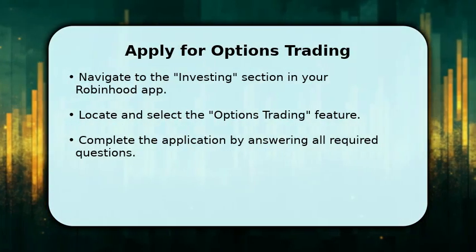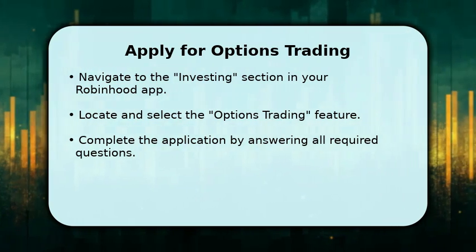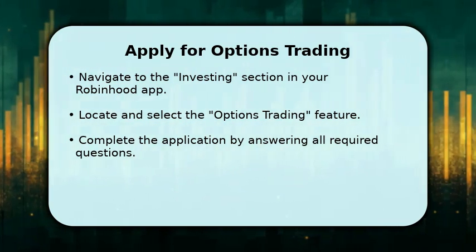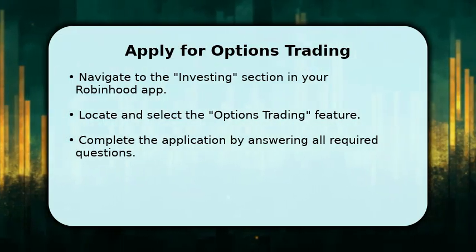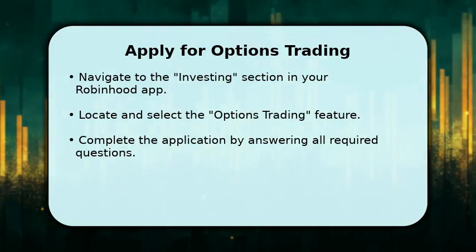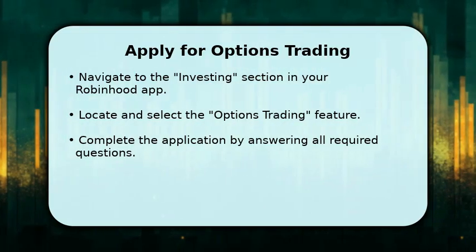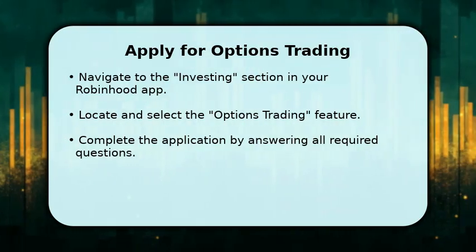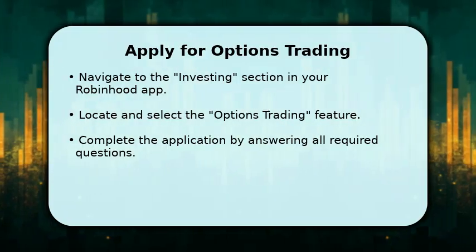To apply, open your Robinhood app and go to the Investing section. Look for the Options Trading feature and tap on it to begin the application. You will be asked a series of questions about your investment experience, financial situation, and risk tolerance. Answer these questions accurately and honestly, as they are crucial for determining your eligibility and approval level.